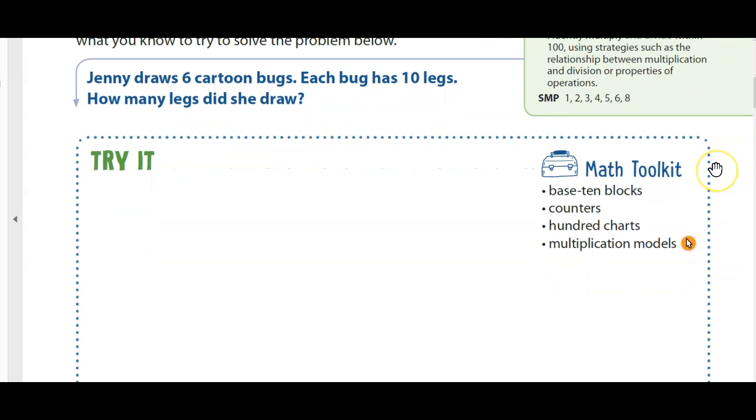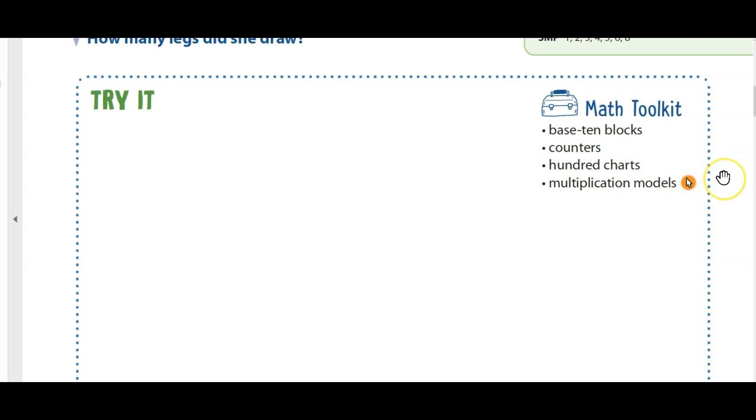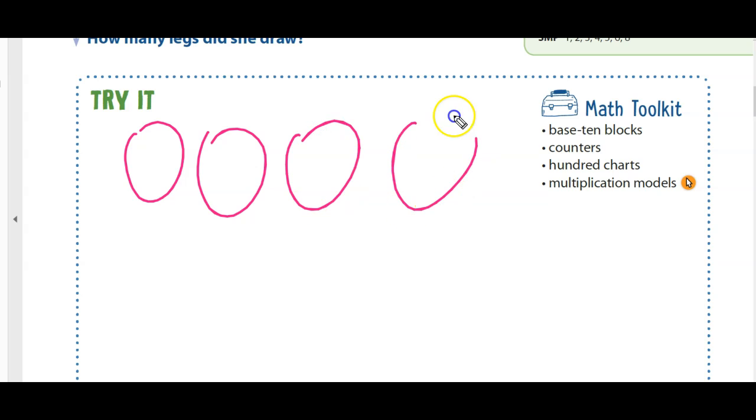It says, Jenna draws 6 cartoon bugs. Each bug has 10 legs. Okay? How many legs does she draw? So, I mean, I could draw the bugs out, right? But what could I use? What's the strategy that we use? Equal groups, right? Okay, so how many bugs did she say she has? 6. And how many legs does each bug have? 10, right?